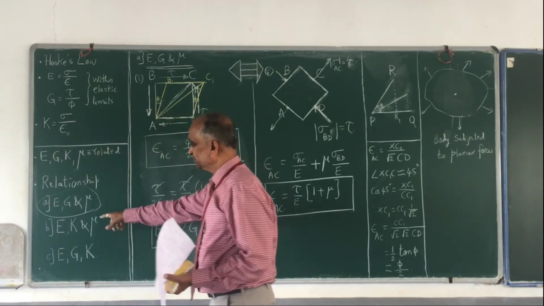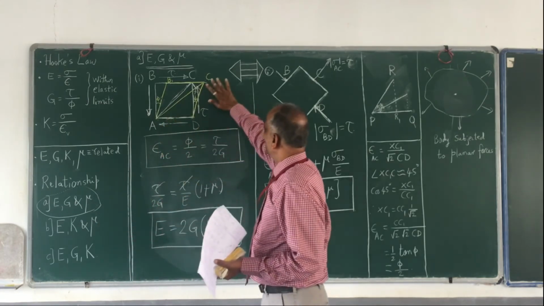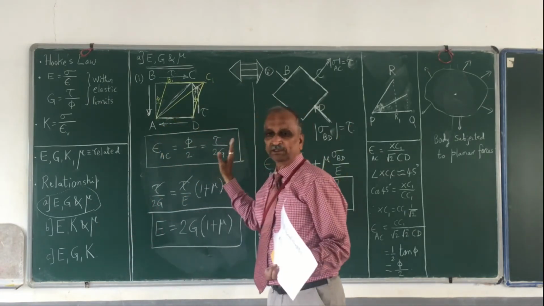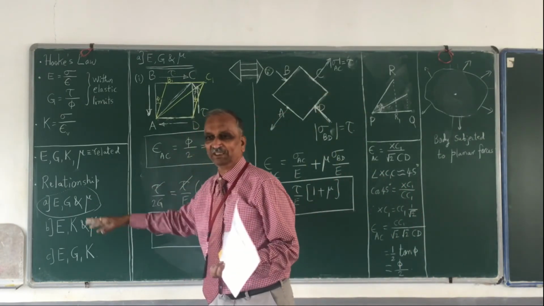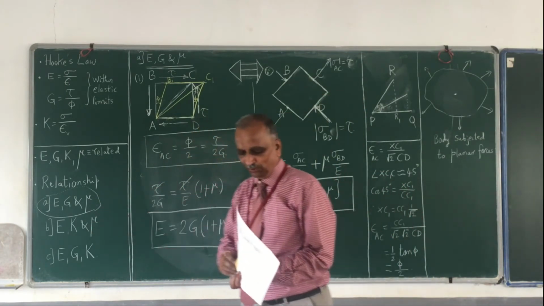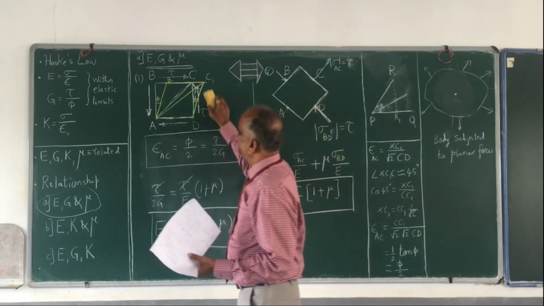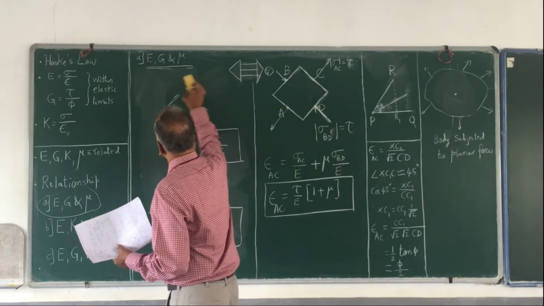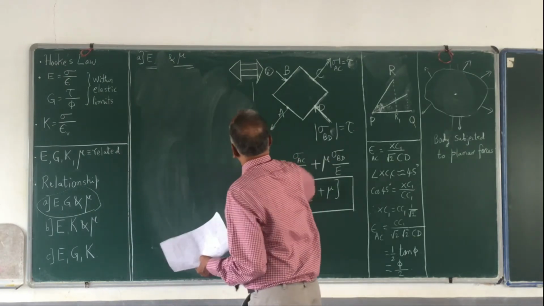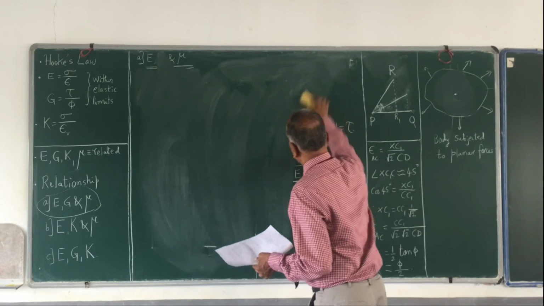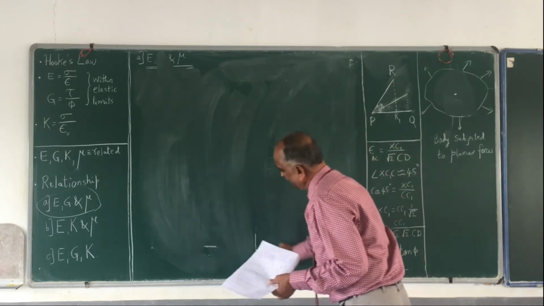Now let me proceed to the second one. Compared to the amount of effort and time required for this, the remaining things are very simple. The E, K, mu relationship is very simple compared to all this. The second one: E, K and mu. What is K? Bulk modulus.